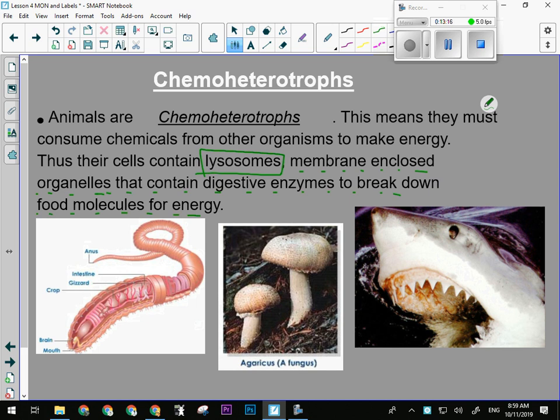So lysosomes are something that animal cells will have, plant cells don't. Even the plant cells of a carnivorous plant do not have lysosomes. All right, so if you're thinking of a Venus flytrap or a sundew or a pitcher plant, they're carnivorous plants, but they actually don't use the bugs that they capture for a lot of food energy. Mostly they use them for nutrients and minerals. They're still primarily photosynthetic. So plants do not have lysosomes.